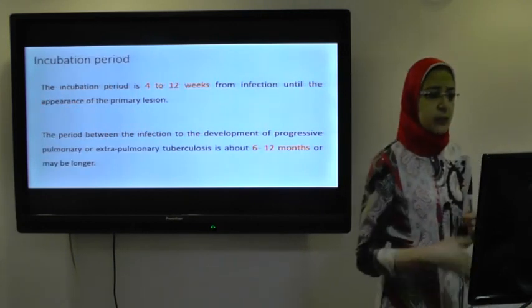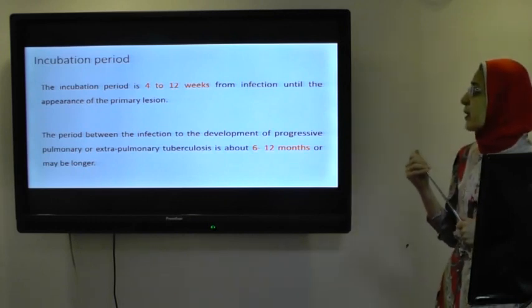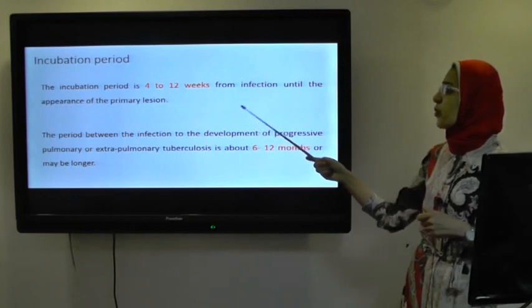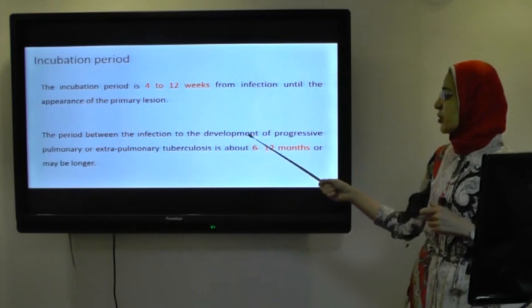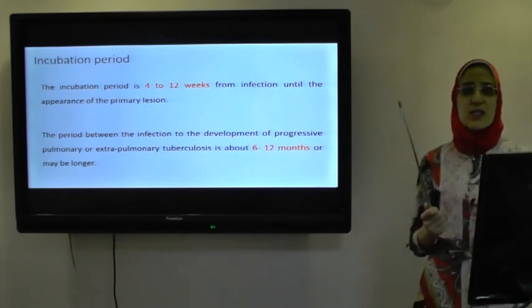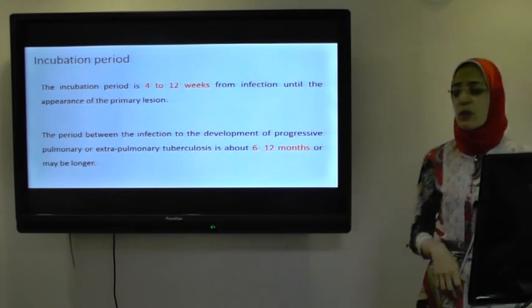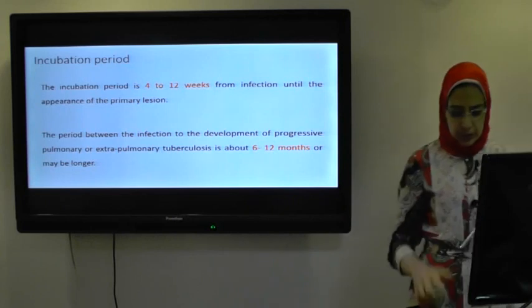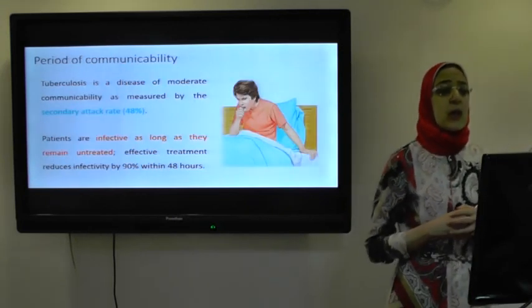The incubation period from infection until the appearance of the primary lesion is 4 to 12 weeks, while the period between the infection to the development of progressive disease, whether pulmonary or extrapulmonary tuberculosis, is from 6 to 12 months or maybe longer. There is variation in the incubation period.